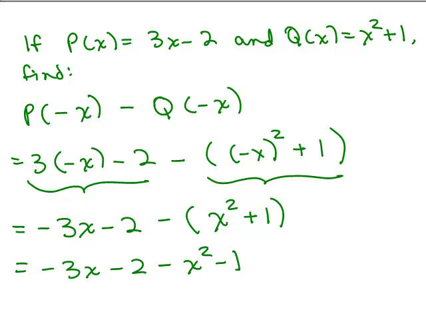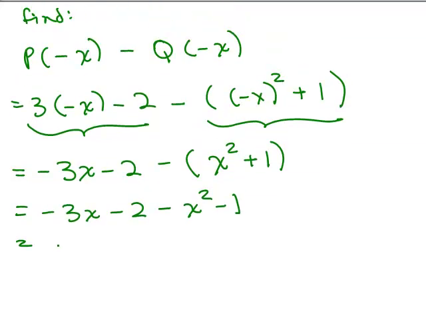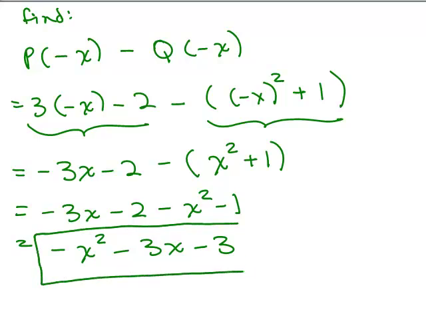Almost done. That'll be, let's see, I'm going to put it in descending order. Negative x squared, I have a minus 3x, and the negative 2 and the minus 1 is negative 3, and so that would be your final answer. One more.